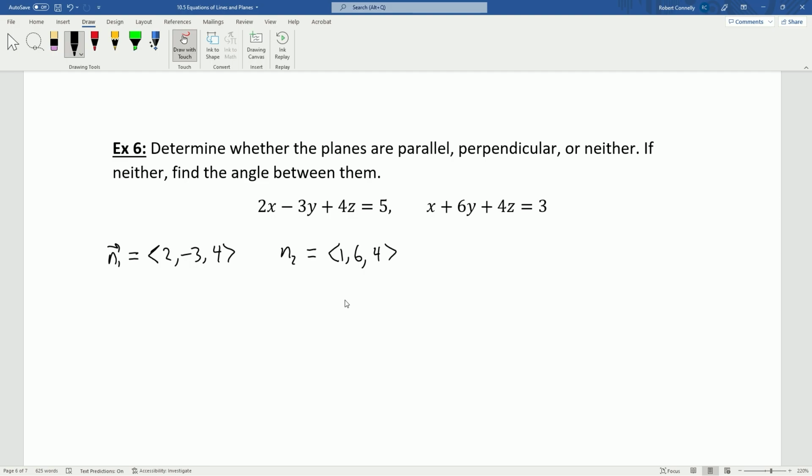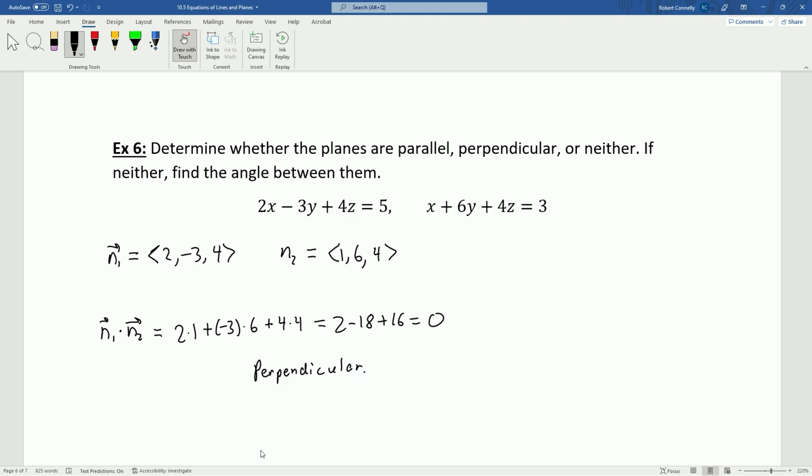So I'm just going to start here by checking the dot product, see what we get. Usually I'll start with the dot product just because it's a lot quicker to calculate. So you get 2 times 1 plus negative 3 times 6 plus 4 times 4. That's going to be 2 minus 18 plus 16, which is 0. So these are perpendicular.